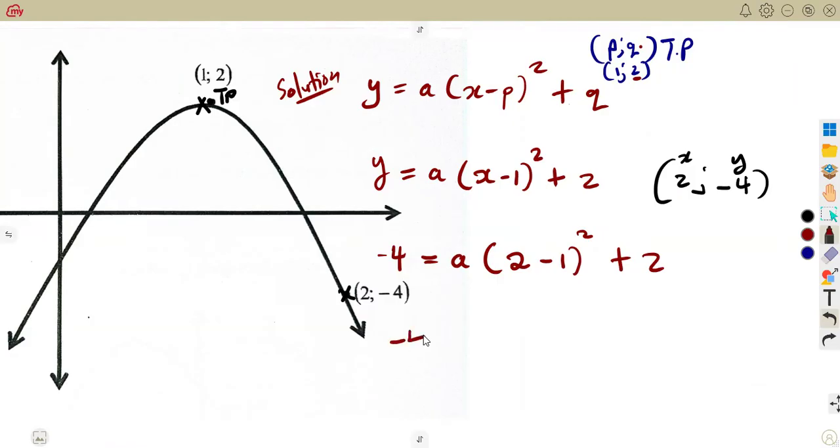So that means we are going to have -4 is equal to a into (2 minus 1) squared plus 2. You can even use your calculator. That was going to give you 1. So 1 times a is a, plus 2. We simplified this and got a 1. Then 1 times a, that's our a. To find the value of a, we're going to take the 2 to the other side of the equation, which gives us a negative. So a is equal to -4 minus 2, which is -6. So that is our a.